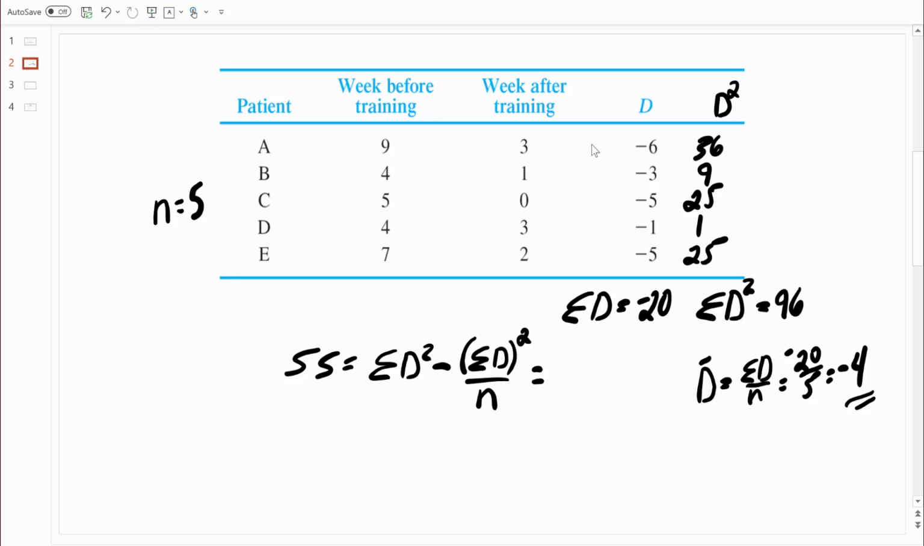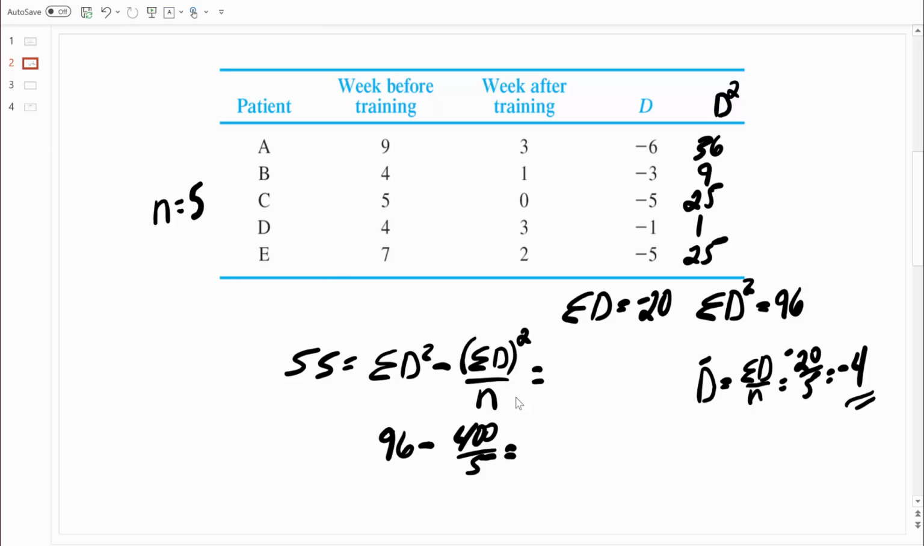The sum of d squared was equal to 96. And now we want to subtract this fraction. The numerator calls for the sum of d, that quantity squared. Here's the sum of d. We need to take -20 and square it. -20 squared is 400. The denominator asks us to divide by n. We know that n equals 5. So in other words, we need to subtract 400 divided by 5. We'll work that out in the next step.